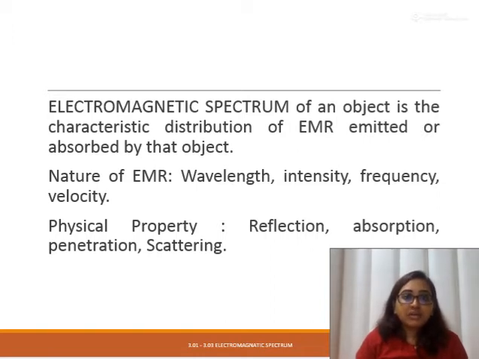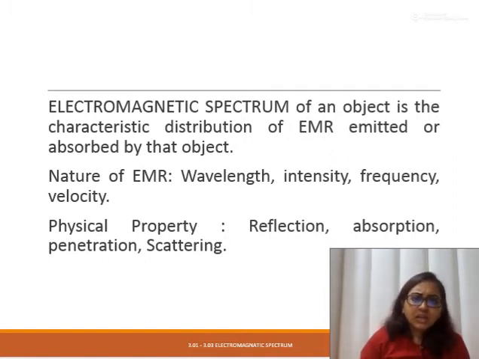All the electromagnetic radiations possess some physical properties like reflection, absorption, penetration, or scattering. The discussion about these physical properties cannot be done at this point and will be continued later on.